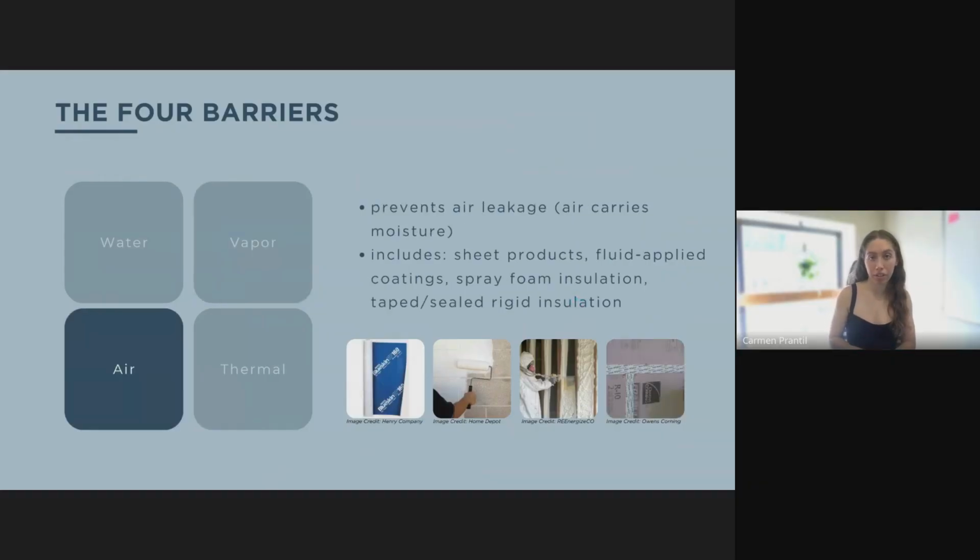Then we have air control. So the air barrier prevents air leakage, and the reason that we care about this, and what I'll get into a little bit later, is that air carries water. So examples of this, again, can include sheet products, it can include fluid applied products, spray foam insulation, or rigid insulation, specifically when it's taped and sealed at the seams because you want continuity.